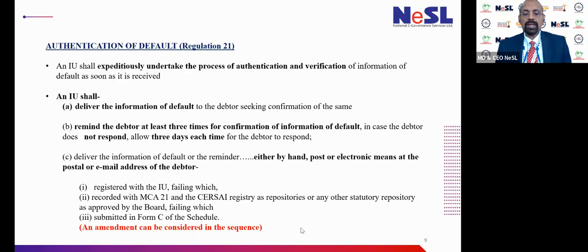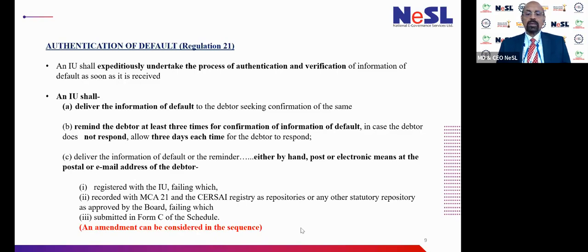And this is where I think we are suggesting a change. In fact, we are suggesting that the sequence should be reversed. Firstly, it should be sent to the email ID provided in Form C of the schedule, secondly with MCA 21, and thirdly, if the debtor is already registered, with the IU. Why we are suggesting this change is that the creditor usually has the updated information regarding the debtor. So he'll be in a correct position to give the information related to the debtor.